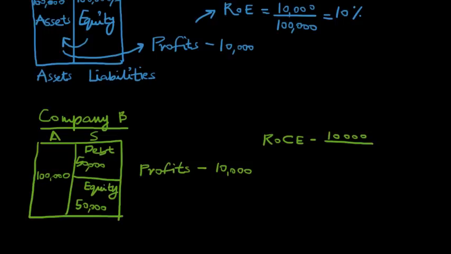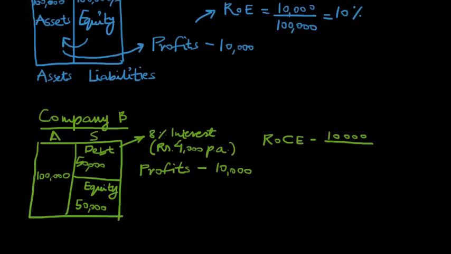Now the company needs to incur an interest on the debt it takes from a bank, at the rate of say 8%, which is 8% of 50,000, around 4,000 rupees per annum. So this is the amount of interest that the company pays.